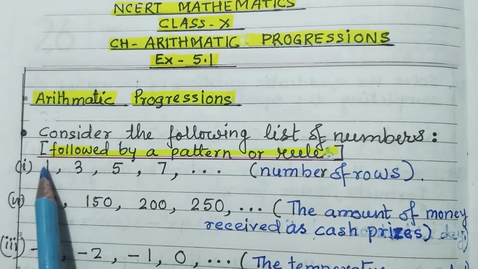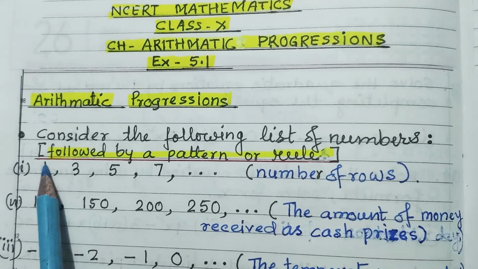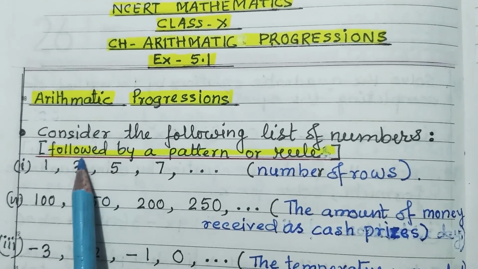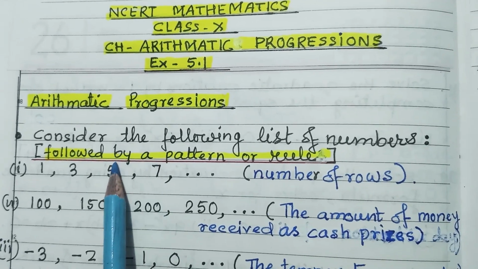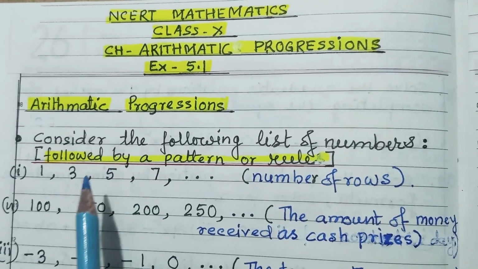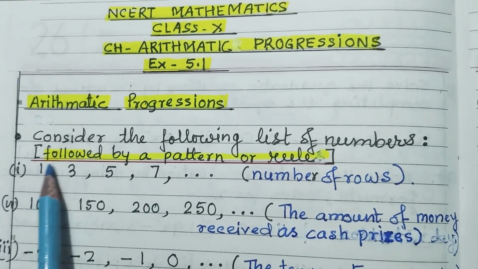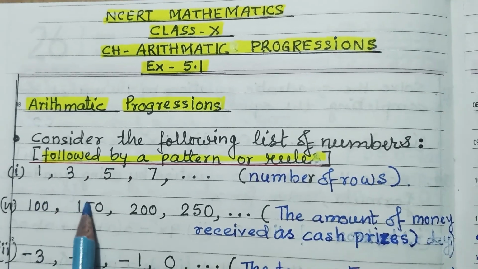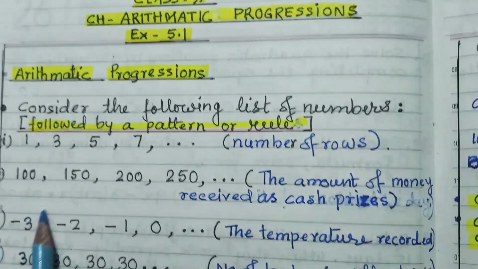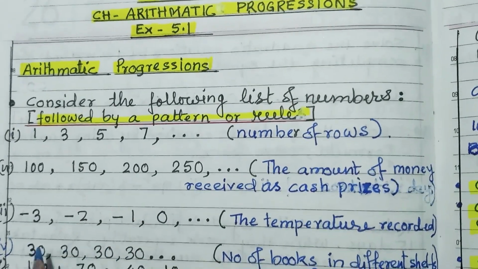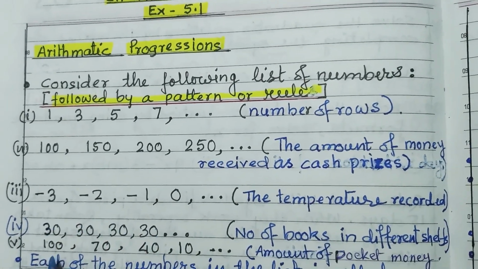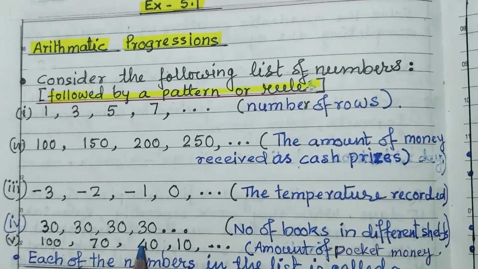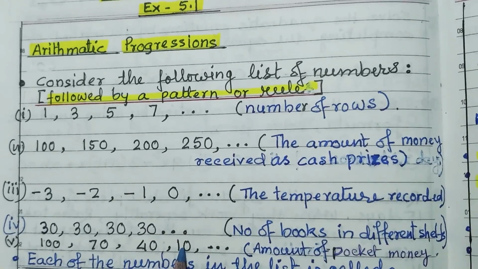In the first one you see 3 minus 1, 2. 5 minus 3, 2. 7 minus 5, 2. That means each number is increasing by adding 2. Here by adding 50, adding plus 1, adding 0. It is adding minus 30, minus 30, minus 30. Okay.